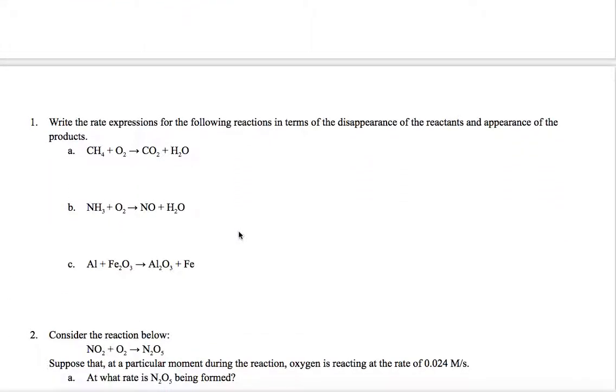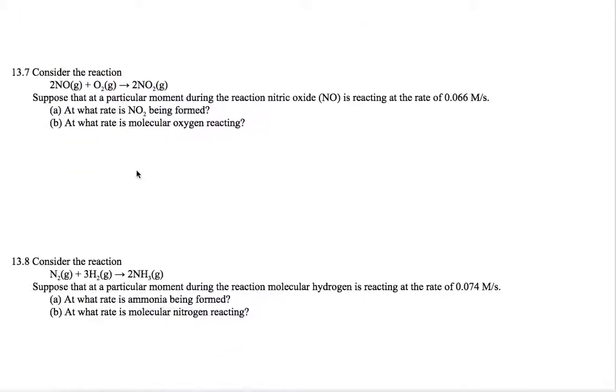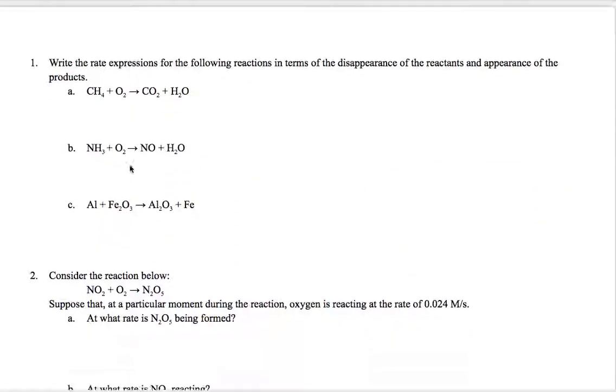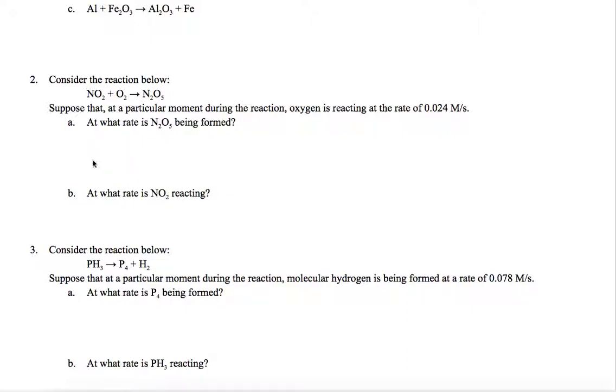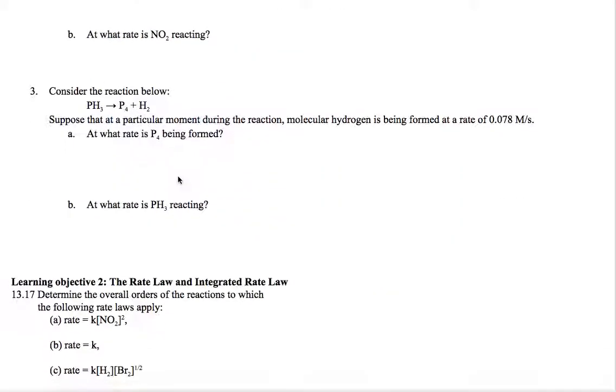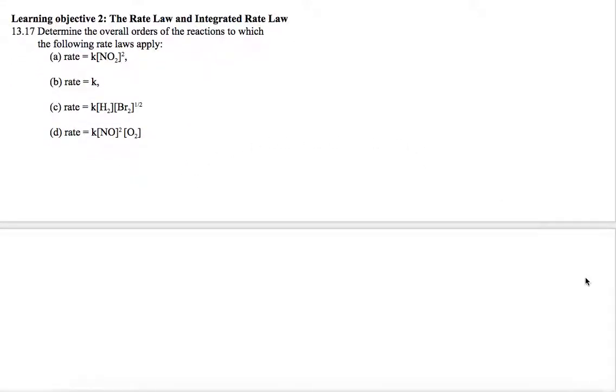And then number 1 on the next page, you see the numbering is off. That's because I've combined different worksheets, different practice problems from different locations. I didn't bother to renumber things. So this is going to be the exact same thing as number 6 here, right in the rate expressions. So I'm not going to do that one. And number 2 and number 3 are going to be more practice based on those coefficients. So I'm going to skip over those as well and go directly to learning objective 2, which is on the rate law stuff.